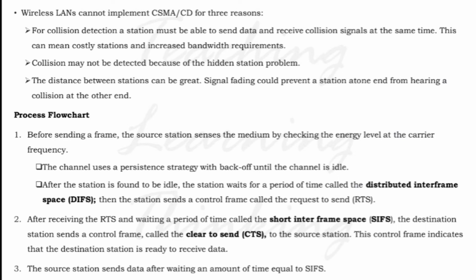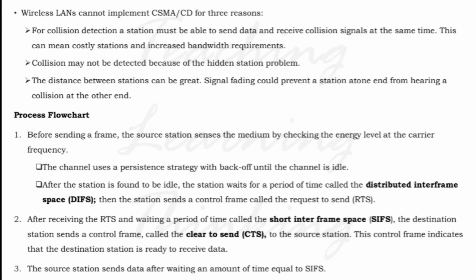So the process flowchart. First, before sending a frame, the source station senses the medium by checking the energy level at the carrier frequency. The channel uses a persistence strategy with backoff until the channel is idle. After the station finds the channel idle, it waits for a period of time called the distributed interframe space. So DIFS means distributed interframe space. Then the station sends a control frame called the request to send, RTS.